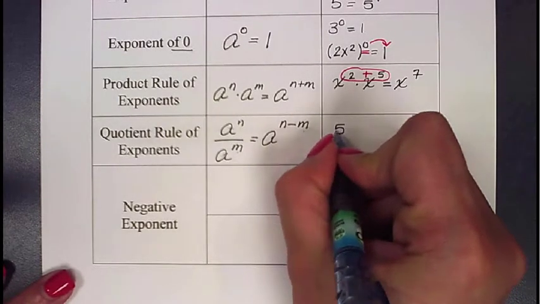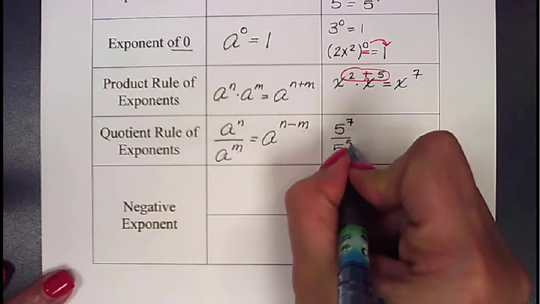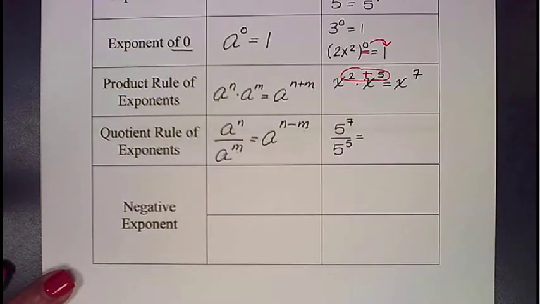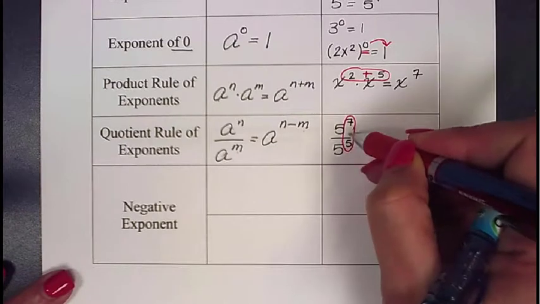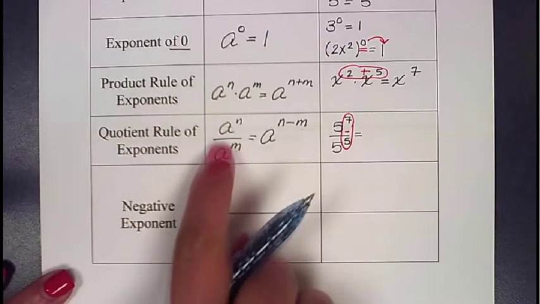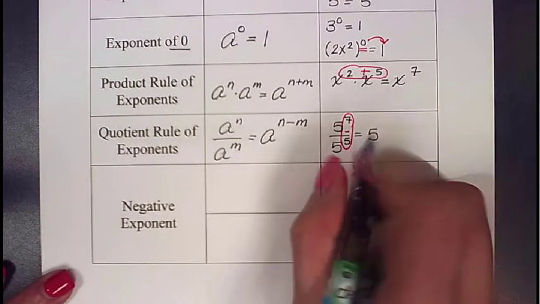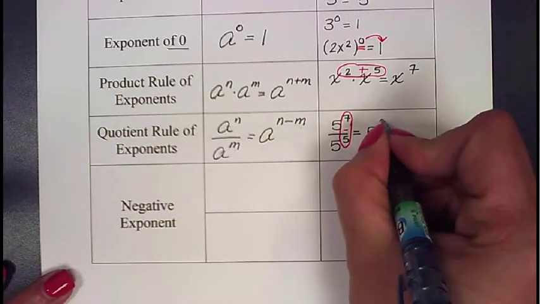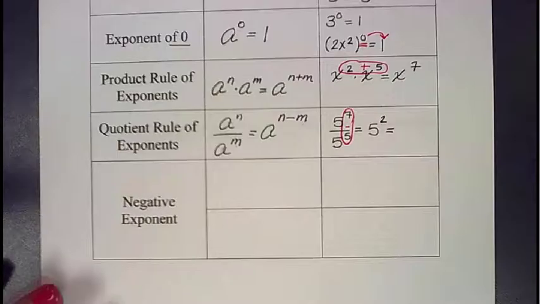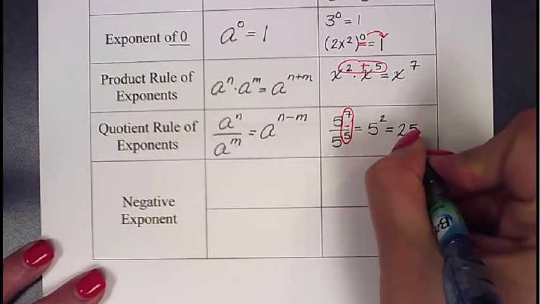5 to the 7th power over 5 to the 5th power, we can say, okay, I'm dividing these guys, so I'm going to subtract the exponents. Now notice when I did this, my a, or my base, didn't change, and that's the same thing that's going to happen here. I'm going to keep my 5. I'm just going to subtract the 7 and the 5 here to give me 2. Now, because I have a number like 5 squared, I actually want to multiply that out and say, well, what is 5 times 5? And that would be 25.